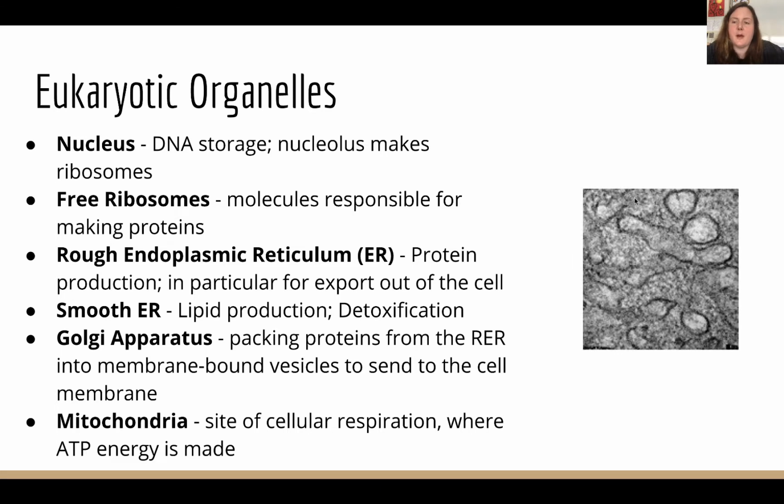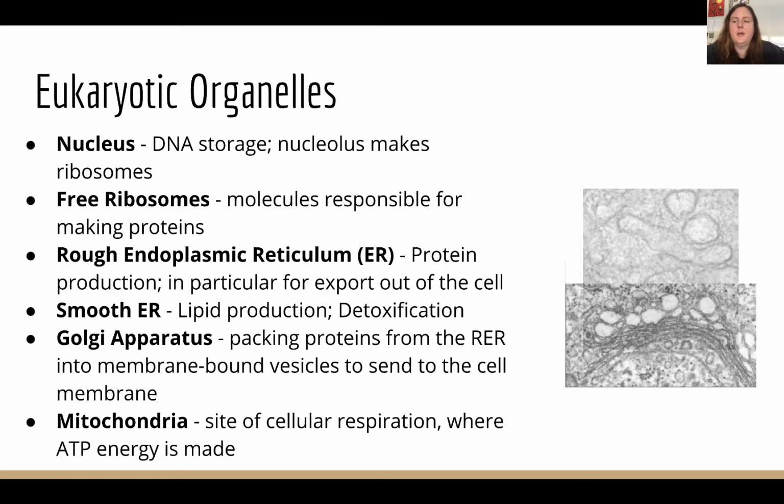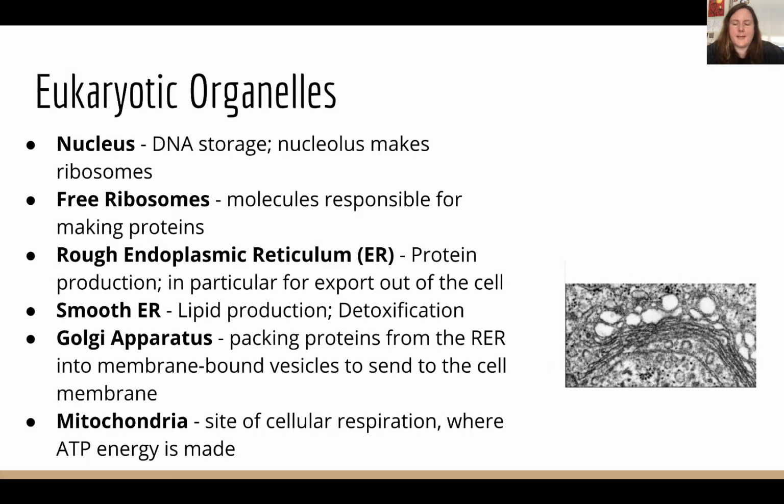Next, we have smooth ER, and you can see there's no dots along the outside of it, so it has a smooth appearance. The smooth ER is where lipids are produced, and it also helps with detoxification within your cells. The next organelle is the Golgi apparatus, and the Golgi apparatus takes the proteins that were produced in the rough endoplasmic reticulum, and it packs them up into a membrane-bound vesicle, like a little container, that it sends to the cell membrane to potentially go out of the cell to other parts of your body.